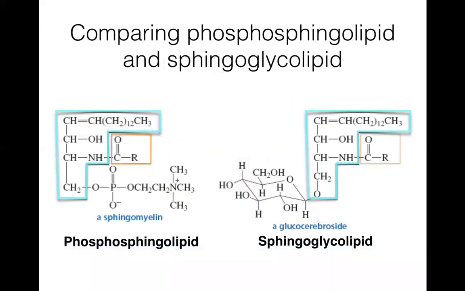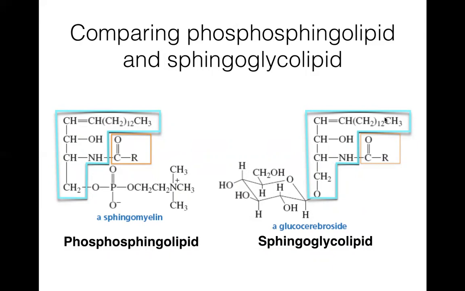Let's compare now a phosphosphingolipid and a sphingoglycolipid. Both of them are amphipathic. In terms of function, a phosphosphingolipid makes up the cell membrane in all tissues of the body, whereas the sphingoglycolipid is only found in nervous tissue. Now, what do they have in common in terms of structure? Both of them contain this as a backbone. And what do we call this backbone? This backbone is called sphingosine.